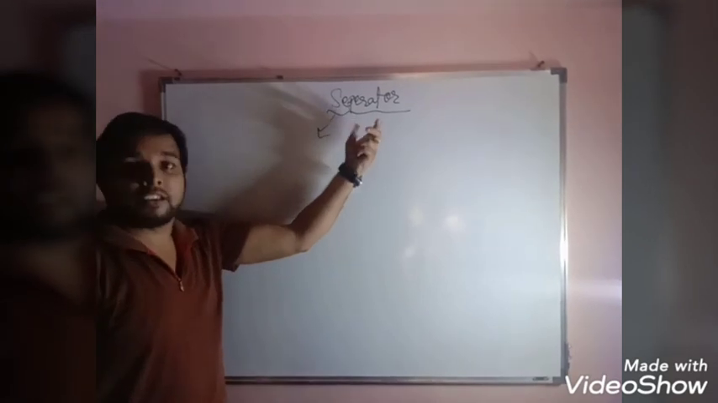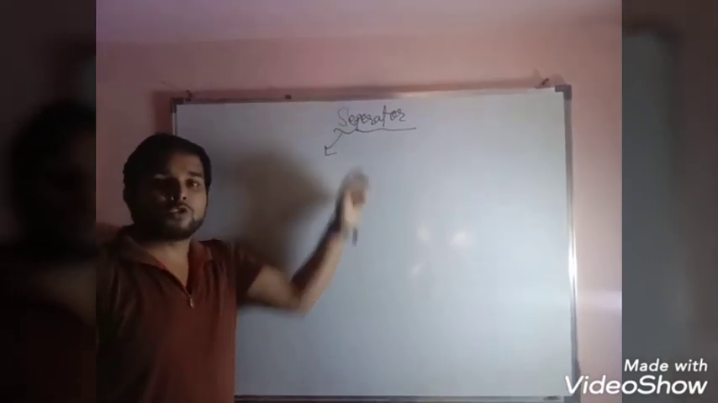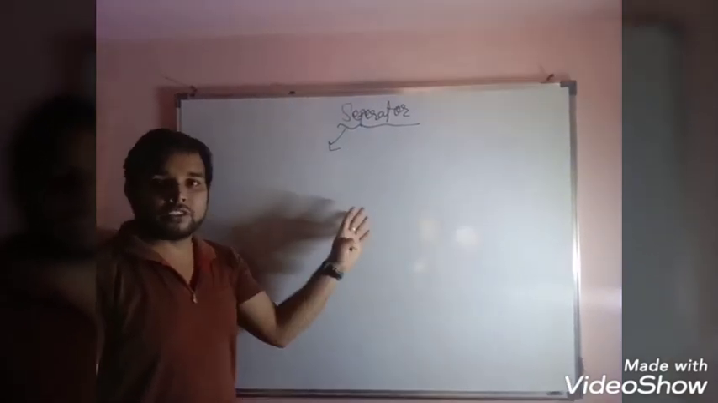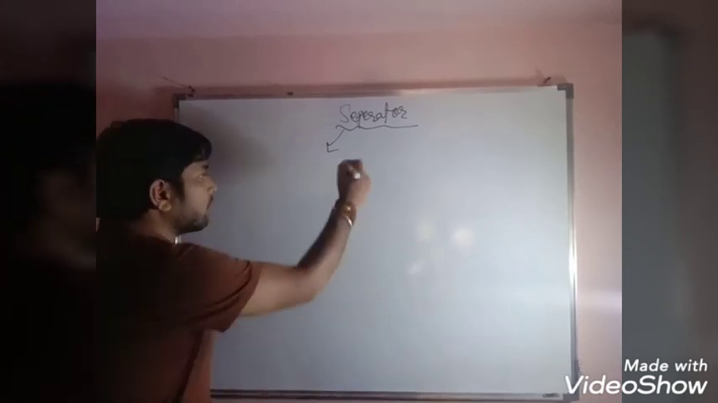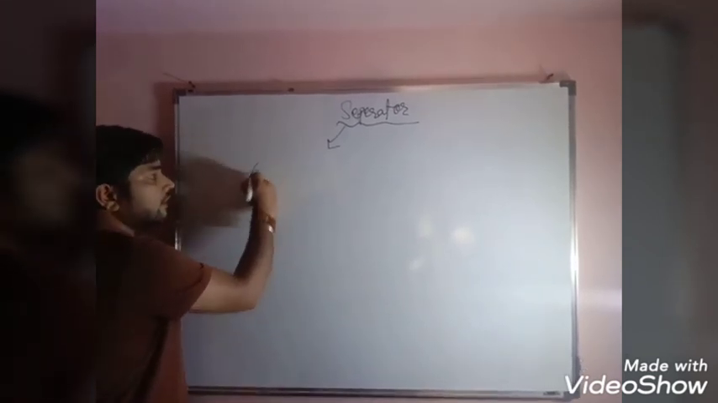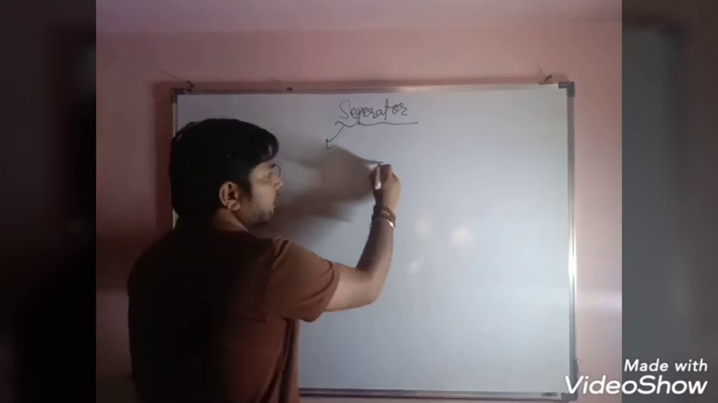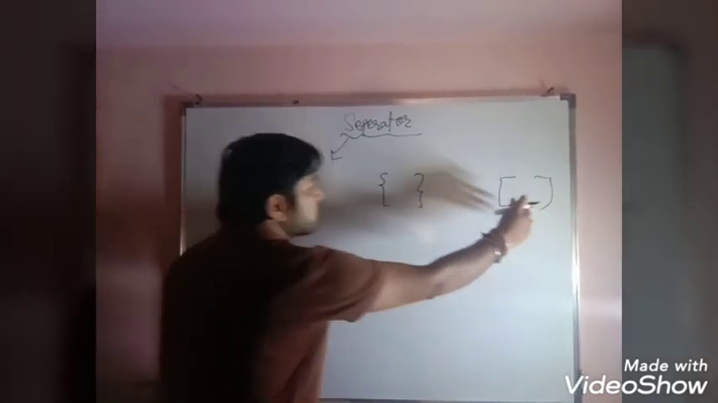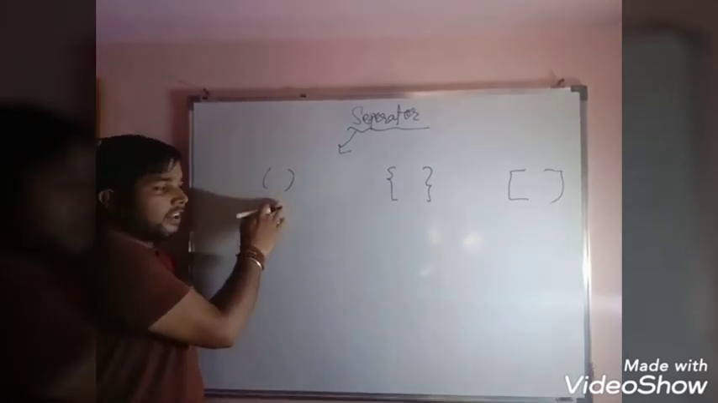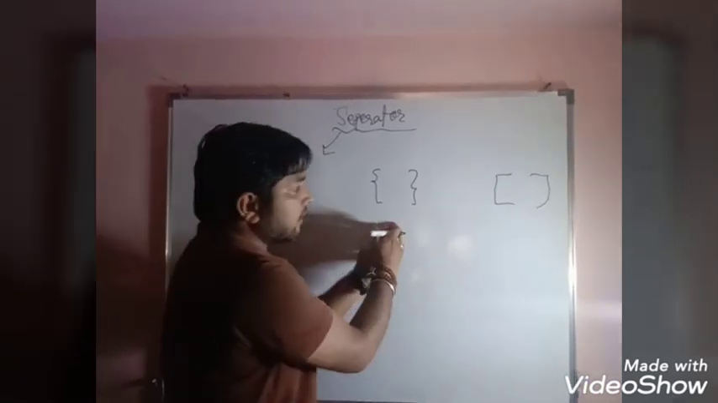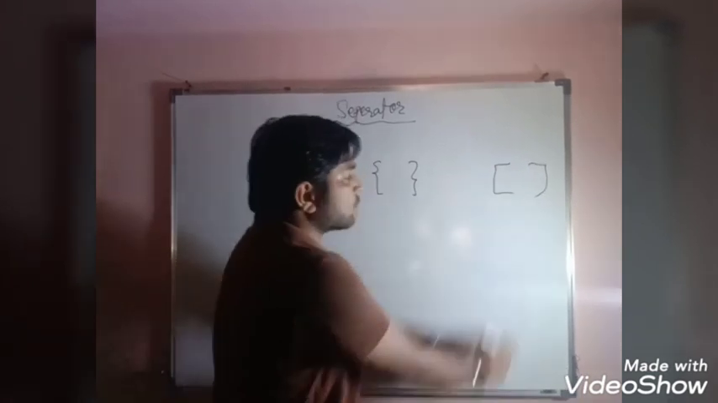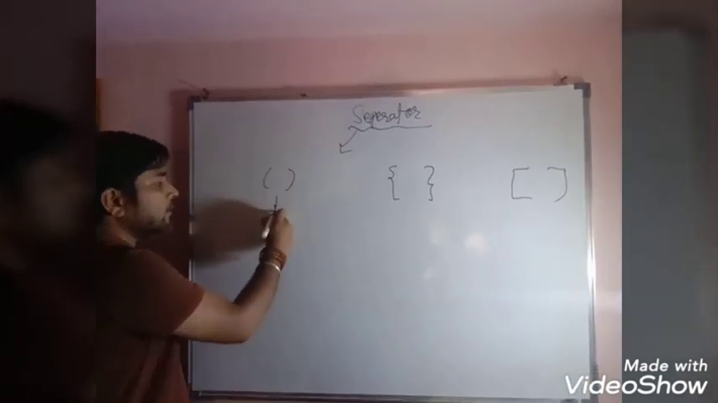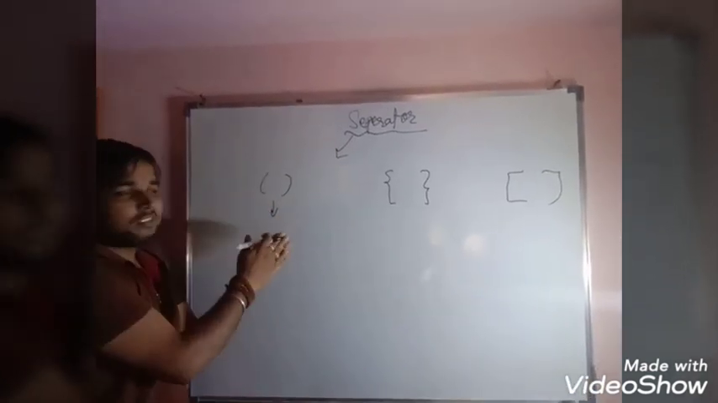The next type of token is separator. Separator is used to separate statements in Java programming. So there are mainly three types: one is normal bracket, second is curly bracket, and third is the square bracket. So these are the three types. Now we have to learn about the use of these separators.